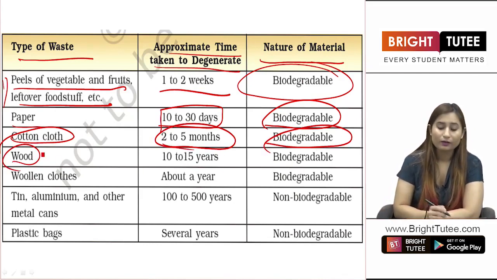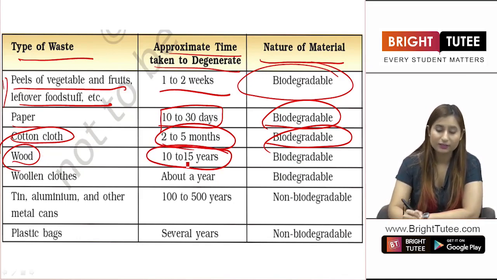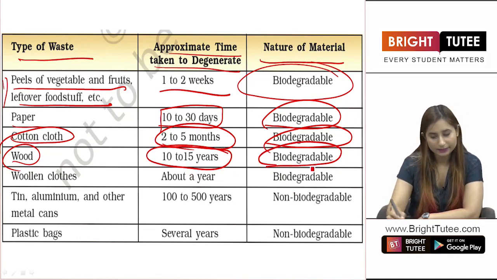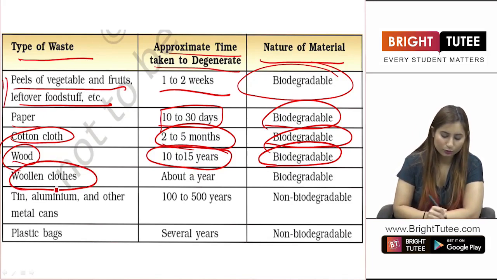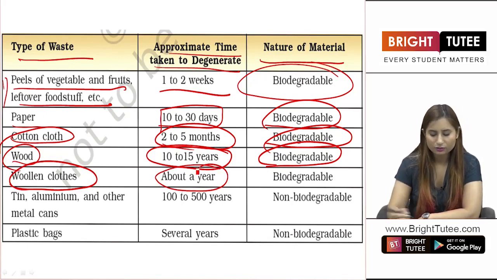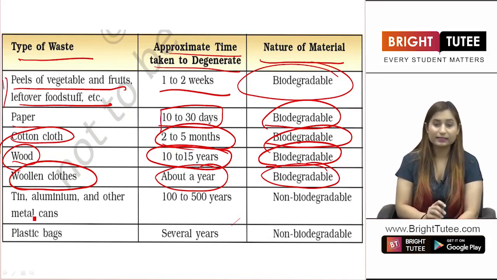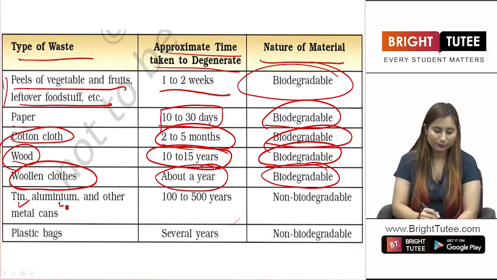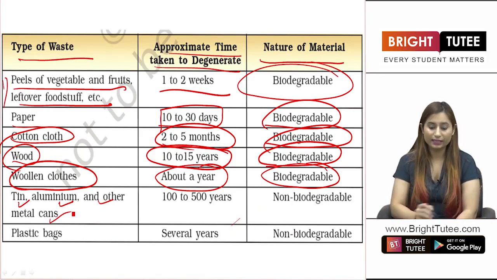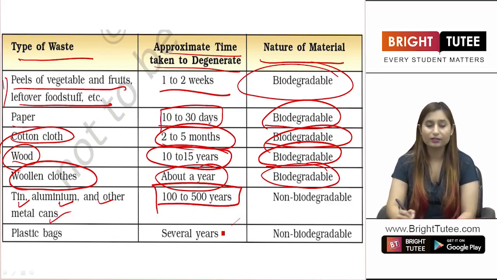Then wood. Wood takes 10 to 15 years, right? It is biodegradable again. Then woolen clothes. They take about a year. So, they are also biodegradable. Now comes metals and plastic bags. Tin, aluminium and other metal cans. They take about 100 to 500 years to get decomposed.